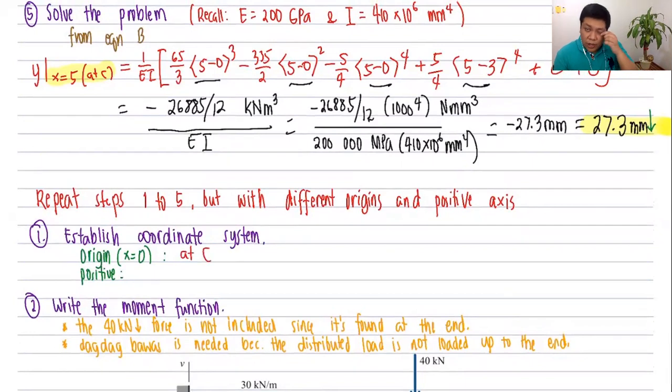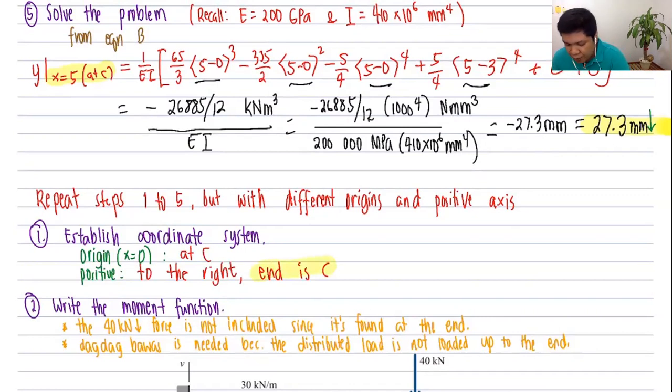So if it's at C and my positive direction is to the right, what is the end? Again, positive to the right, what is the end? Okay, the end is still C. Very good. But again, the origin, x equals 0, is also found at C.